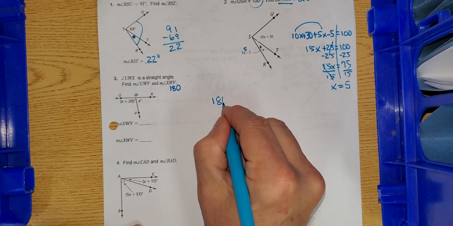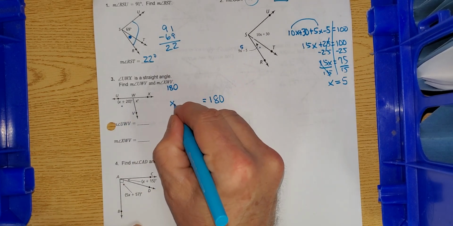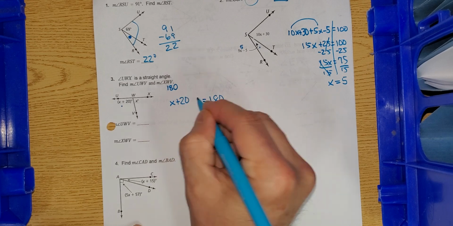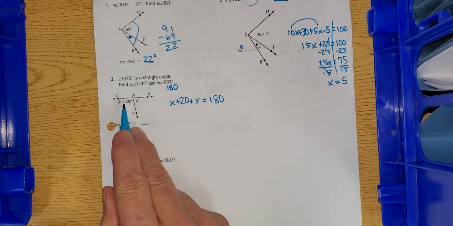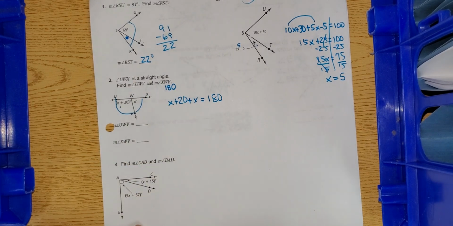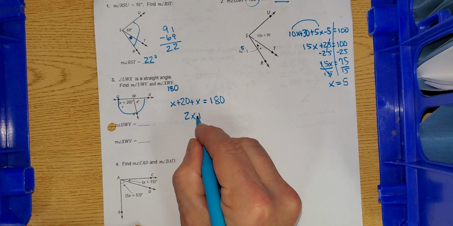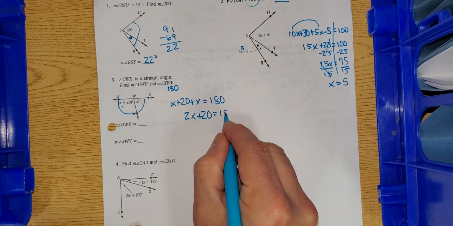Okay, so I'm going to do a 180 over here, but the parts are x plus 20 and x. So I go x plus 20 plus x. Because isn't it true that this one plus this one equals 180 degrees? All the way around is 180 degrees, right? Okay, so now I combine the x's. 1 and 1 is 2x, right? Plus 20 is equal to 180.